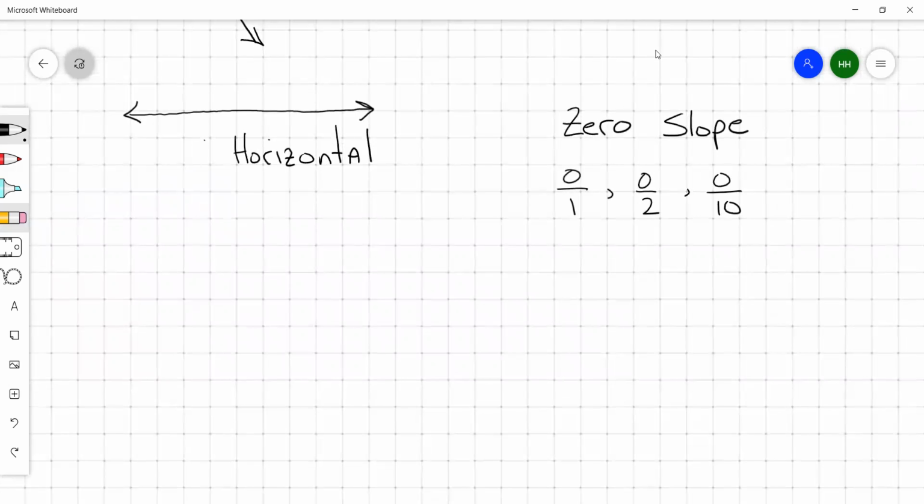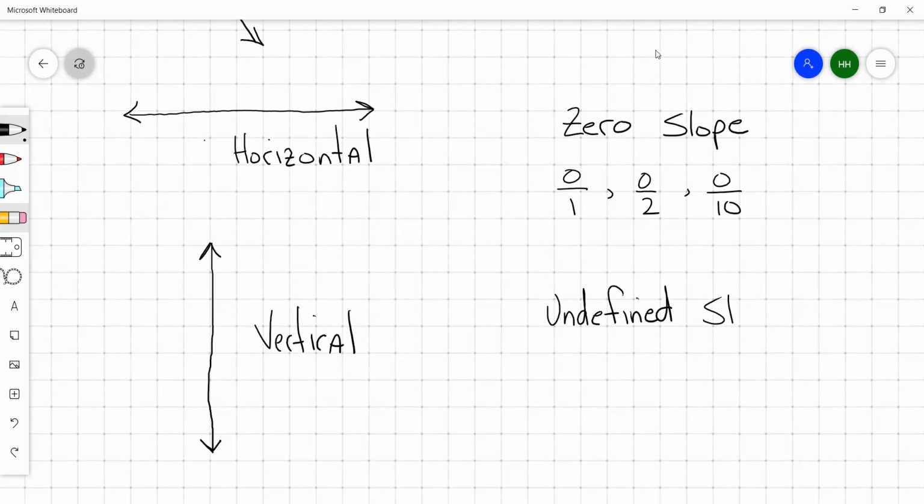The fourth line is a vertical line. Vertical lines have what's called an undefined slope. An undefined slope is when you have a 0 in the denominator. So any number over 0, that slope is undefined. 1 over 0, 2 over 0, 10 over 0. If you try to type that in your calculator, it will give you an error message, and the error message means undefined. So those are 4 different types of lines and what their slope is.